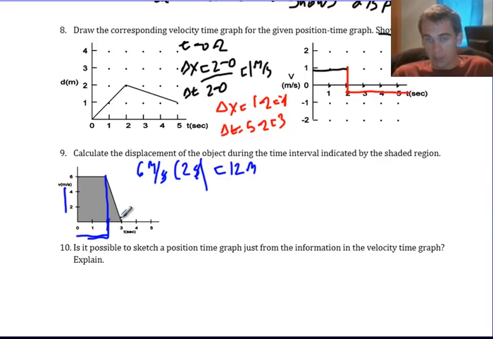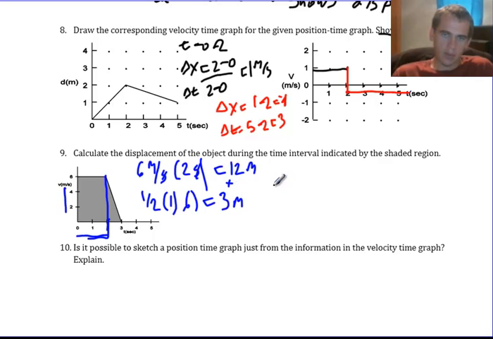Okay? There's a couple different ways we could go about finding this, but the easiest thing to do, since we're looking for area, is a triangle, half base times height. So I'm going to take 1/2 times the base, which is from 2 to 3 seconds, so 1, times the height, which is 6, which is equal to 3 meters. And so I'll add those two up. 12 meters plus 3 meters equals 15 meters. So that tells me my change in position, or my displacement, over this whole time interval was 15 meters.